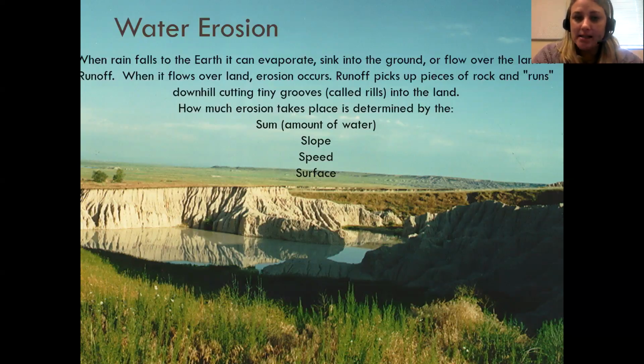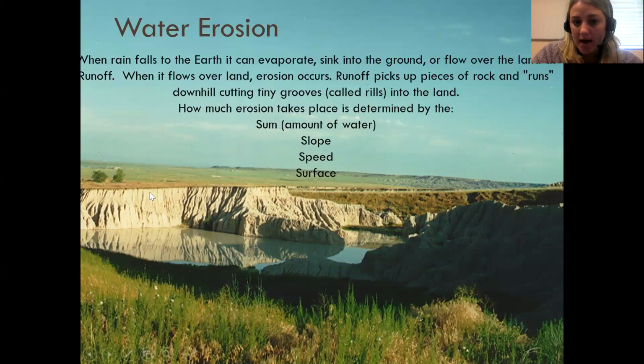And then as it does this, it's going to run downhill and it's going to create tiny grooves, again creating more surface area for erosion. So there are four. How much erosion takes place by water is, again, going to be determined by these four factors. So we have the amount of water. A greater amount of water is going to result in a greater rate of erosion.